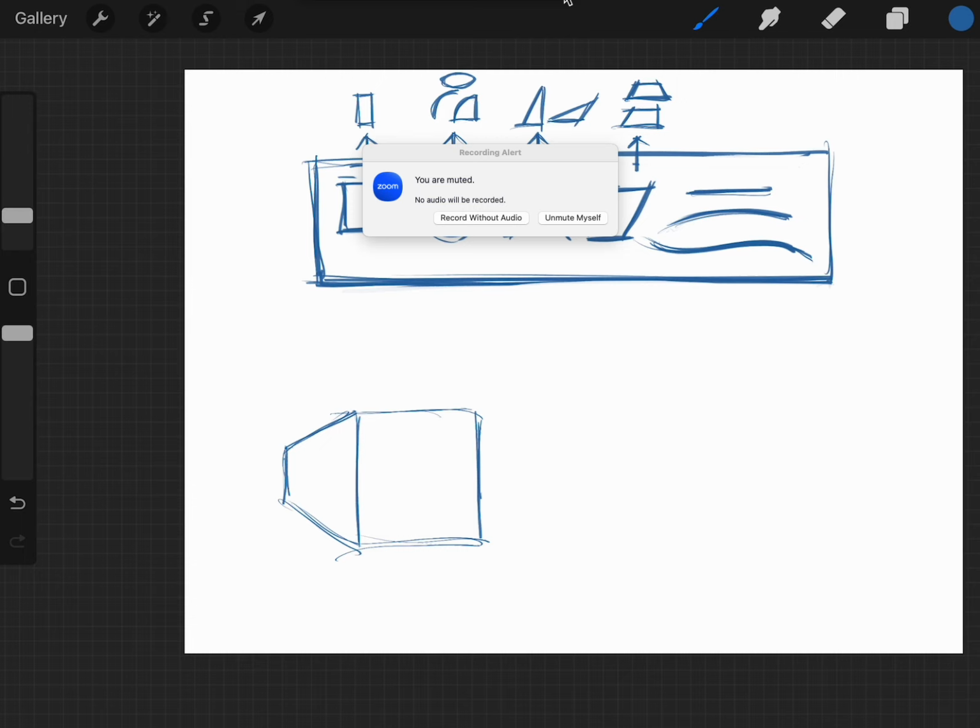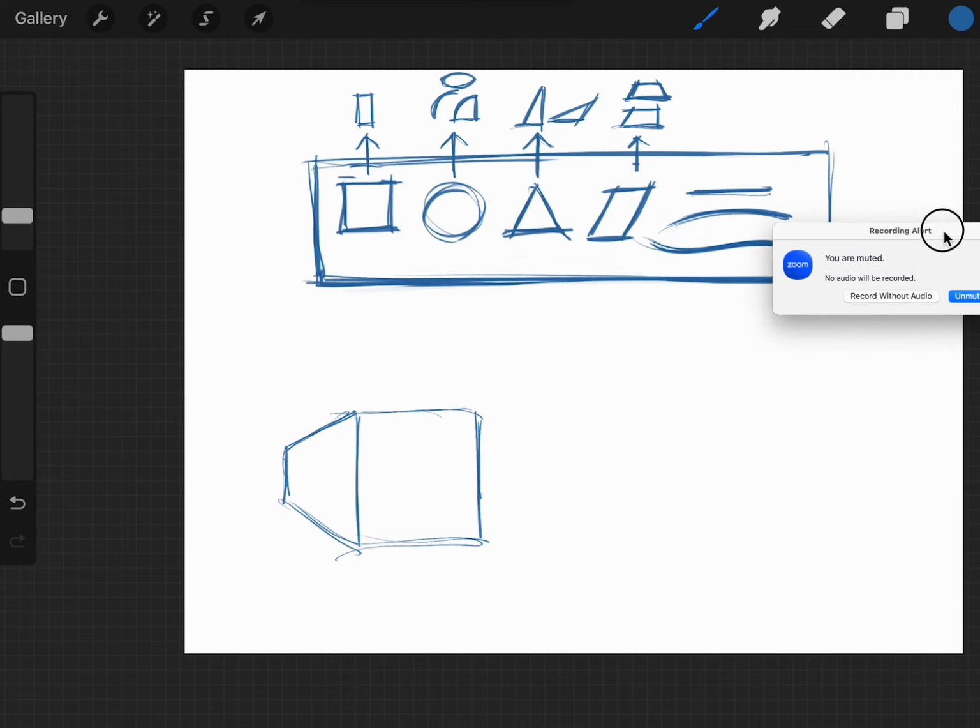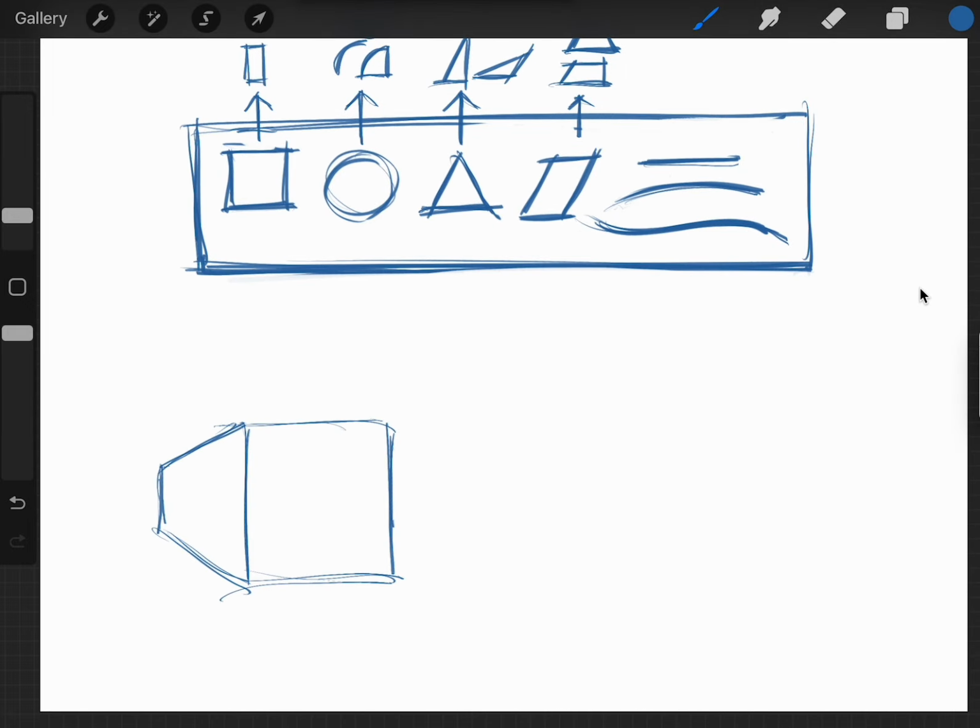Hey, it looks like an RPG. It's like a rocket launcher. I'm trying to basically make it like that. Yes, very good. It basically looks like a rocket launcher.